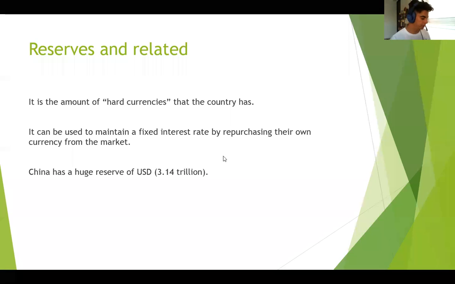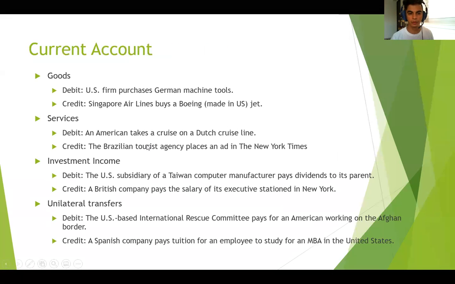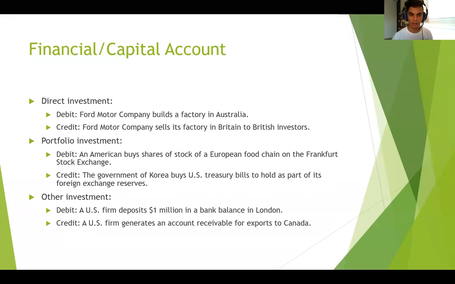Okay, so welcome back to this next video. We already know that we have the current account where we account for goods, services, investment income, and unilateral transfers. And then we have the financial and capital account where we have direct investment and portfolio investment.